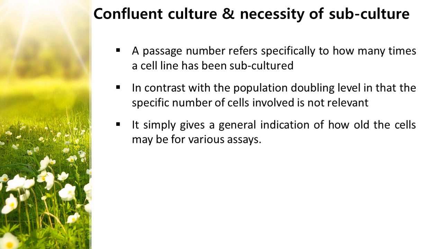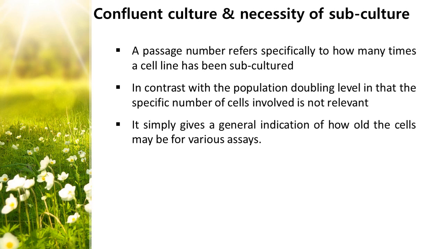And population doubling level. The population doubling level is not related to the specific number of cells involved. Depending upon the nutrients available each time in the fresh medium, it can promote the population growth. We can't correlate population doubling level with passage number. Let us say for example the passage number is 4. Passage number 4 means I have conducted subculture 4 times. It does not mean the population has doubled 4 times, not like that.